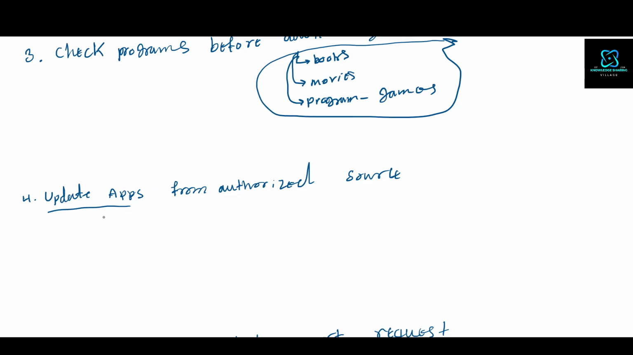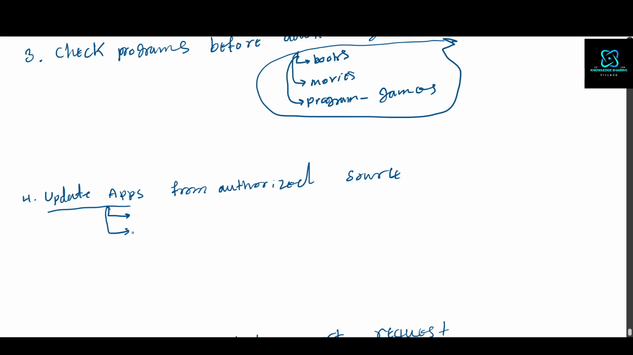Now it's time to update it. Every device that you are using, for example, Android has Google Play, and Apple has App Store. When it comes to update time, you should use those sources. For example, you should not update the apps outside those.